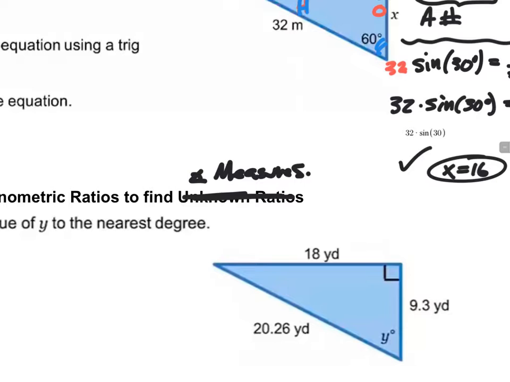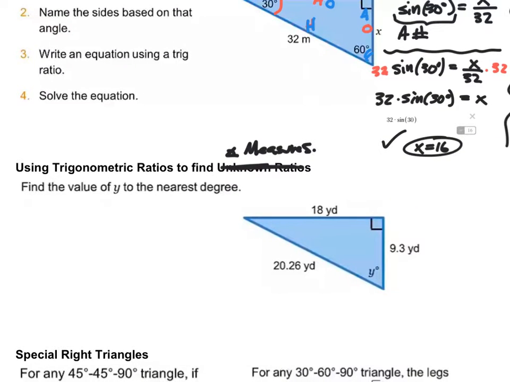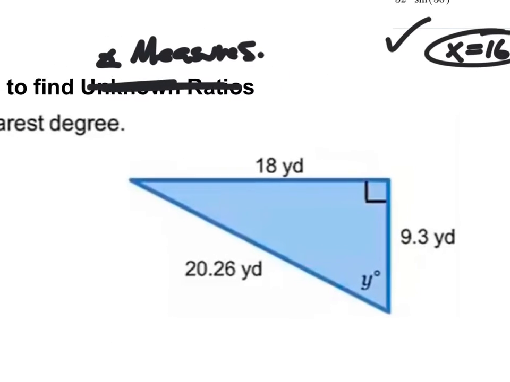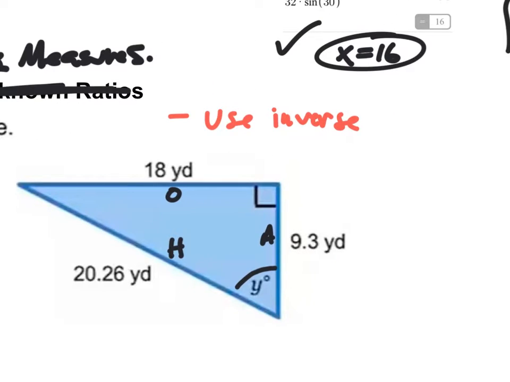Now what I want to do is use trigonometric ratios to find, and it shouldn't say unknown ratios, it should say angle measures. So I'm going to cross that out and put angle measures. It says find the value of y to the nearest degree. Given angle y, let's label this triangle. So here's this angle, here's my hypotenuse, here's my opposite side, here's my adjacent side. And what I want to do is use what's called an inverse trig function. So we use inverse trig functions.